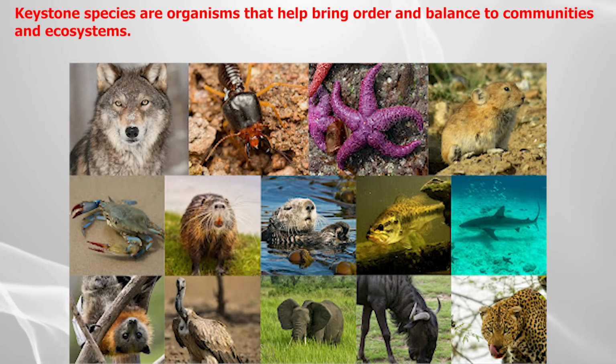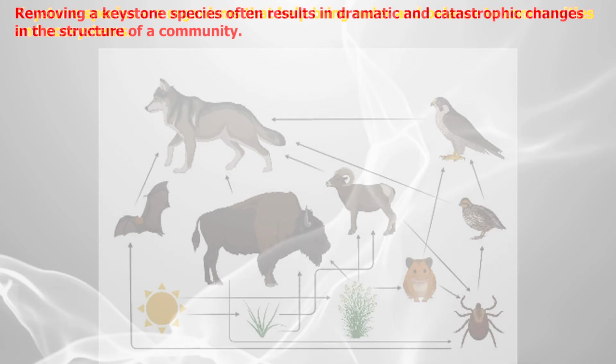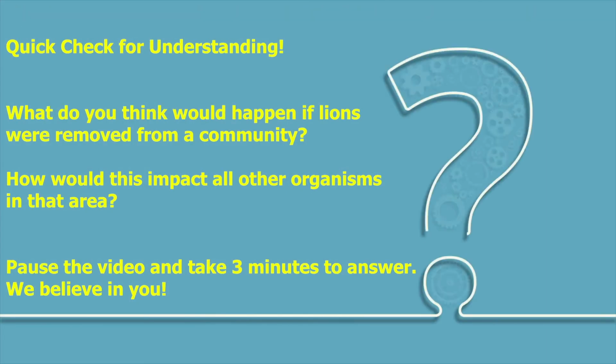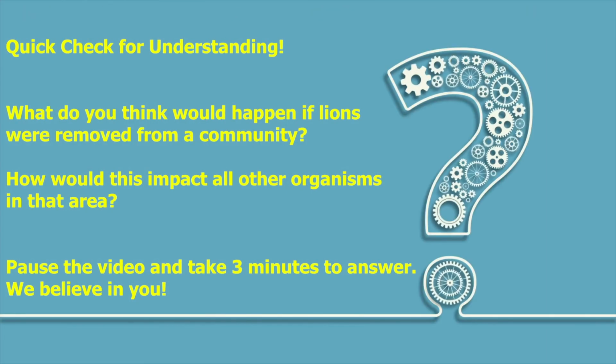That brings us to our next topic, which is keystone species. Keystone species are organisms that help bring order and balance to communities and ecosystems. Removing a keystone species often results in dramatic and catastrophic changes in the structure of a community. Quick question: what do you think would happen if lions were removed from a community? How would this impact all other organisms in that area?